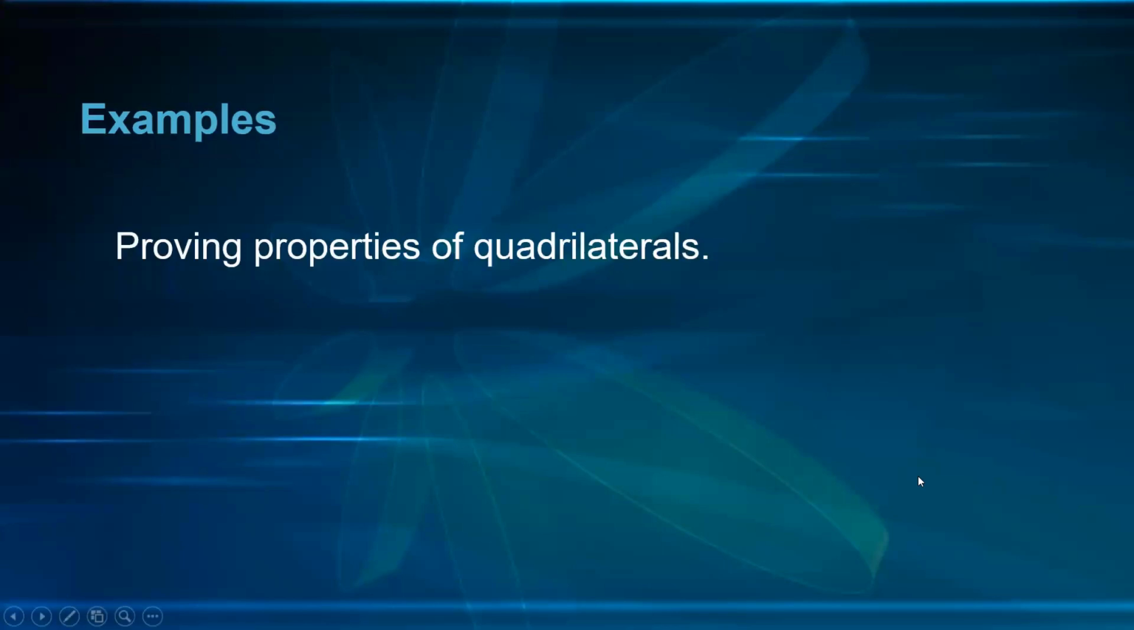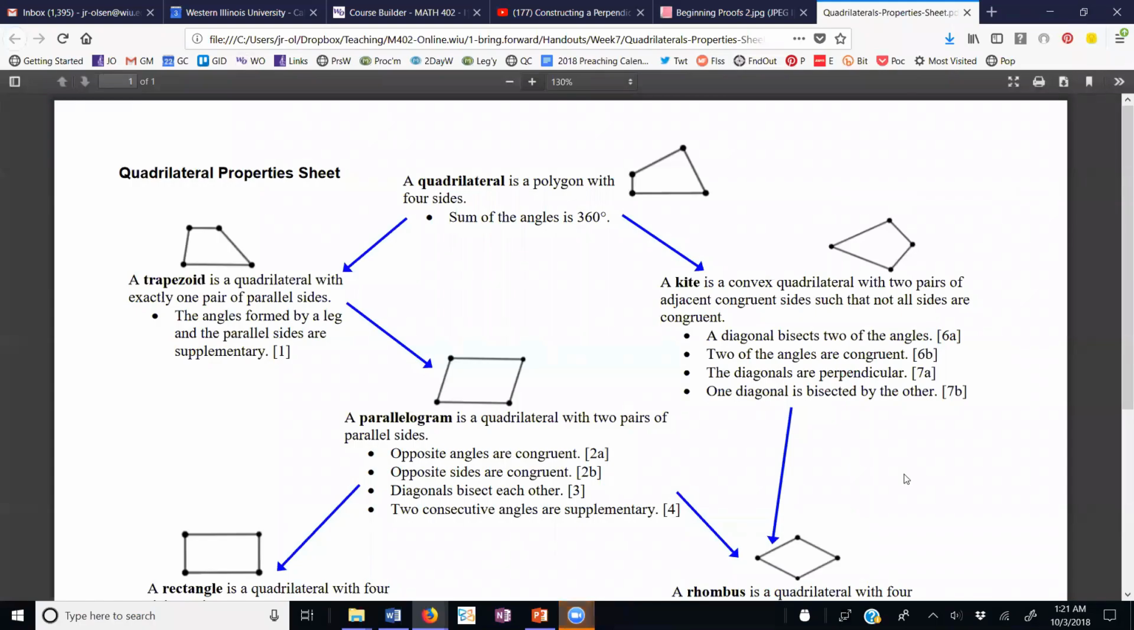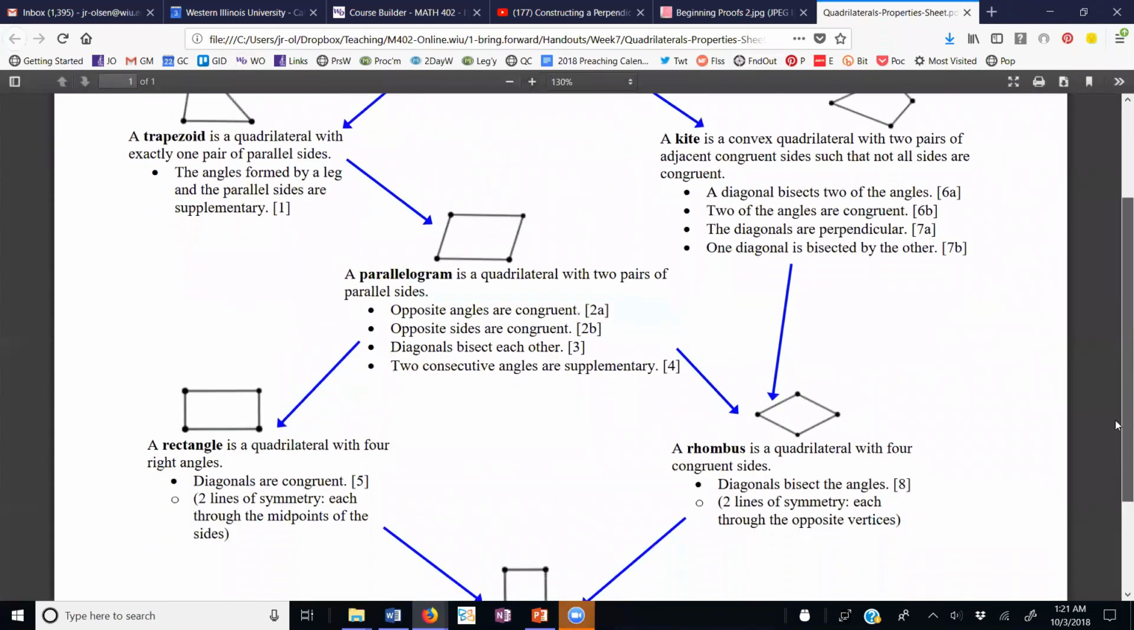We're going to be proving properties of quadrilaterals. So let's look at our quadrilaterals property sheet. Here's our quadrilateral properties sheet. At the top of the sheet, we have the general quadrilateral that has very little structure. As we move down the paper using these arrows, we get more and more structure.